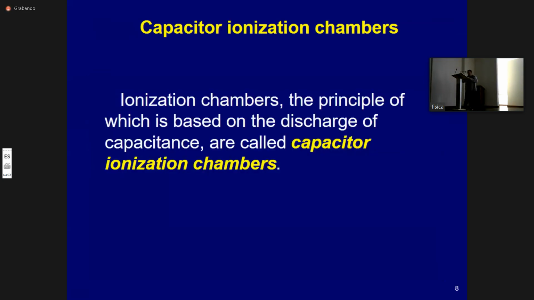A system of two electrodes separated by high quality insulation is charged by an external voltage source to an initial potential difference U0. It should be related to ionization chambers, which we call capacitor ionization chambers, in some works about the principle of working.